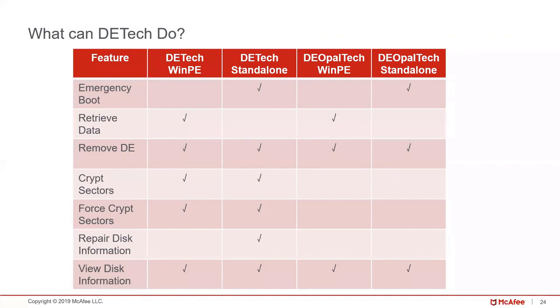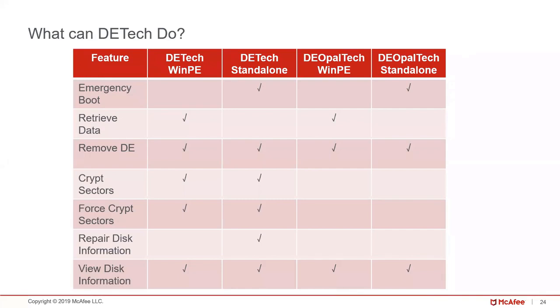This is operating just to remove the encryption and change the boot process back to a Windows boot process. The option to crypt sectors and force crypt sectors does not apply to the Opal variations because we are not encrypting the Opal variations, we are locking and unlocking.